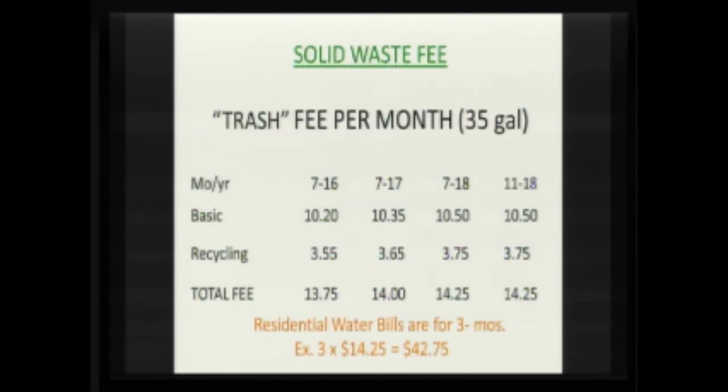Okay, so this is not quite apples to apples, because we went from a 33-gallon can or bag to a 35-gallon cart. But you can see in July of 2016, the basic fee, meaning what they would pay for trash services, leaves collection, the citywide cleanup, and taking wood waste out there, was $10.20 a month, and then the recycling center was charging the city $3.55 per household. So the total fee they saw on their water bill for one month would be $13.75.